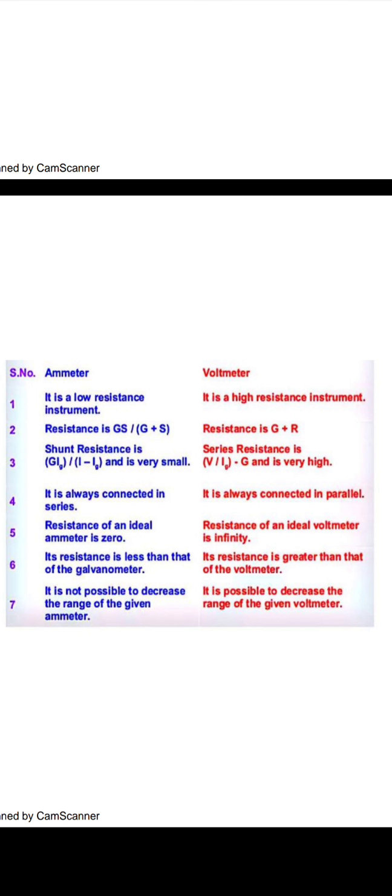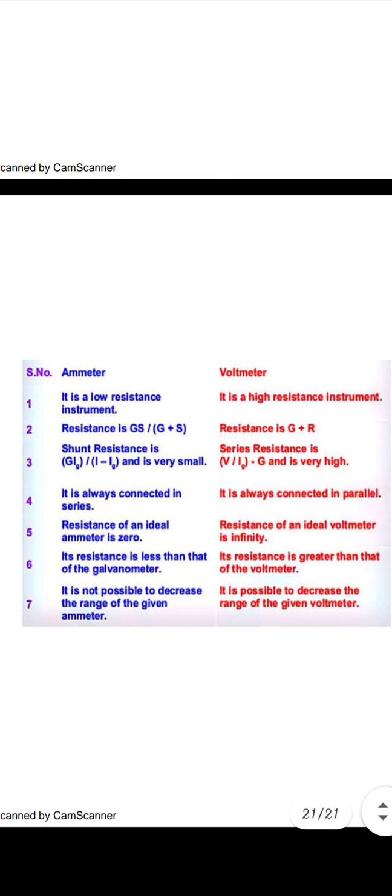And the resistance of the voltmeter is given by the sum of the galvanometer resistance and the resistance in series. The ammeter should always be connected in series, and the voltmeter should always be connected in parallel. The resistance of the ammeter is less than that of the galvanometer, and the resistance of the voltmeter is greater than that of the galvanometer, because in the voltmeter the potential difference is directly proportional to resistance.